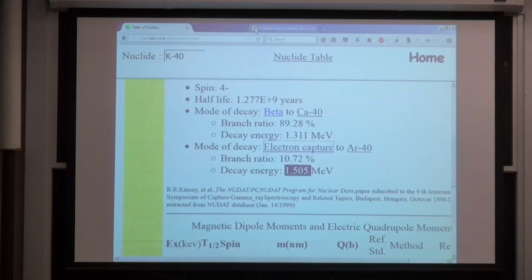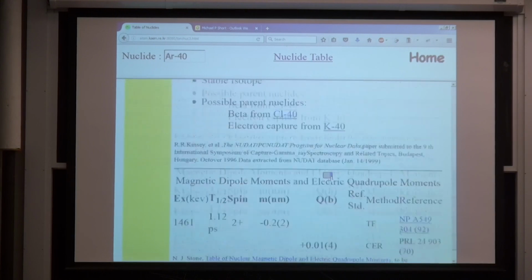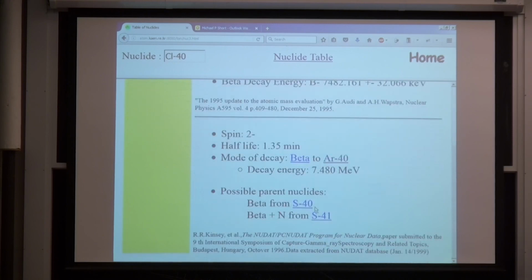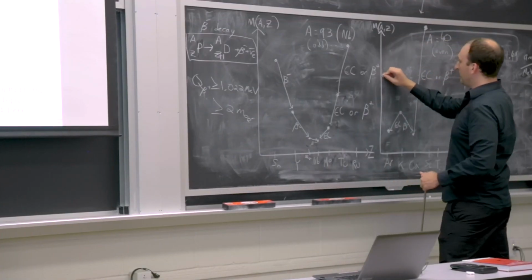Cool. And then let's see what could have made argon-40. Could have been beta decay from chlorine-40. So chlorine maybe was here.